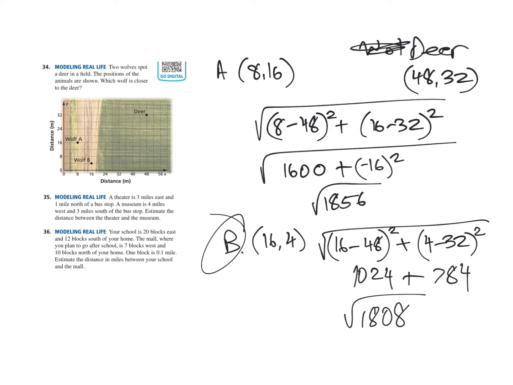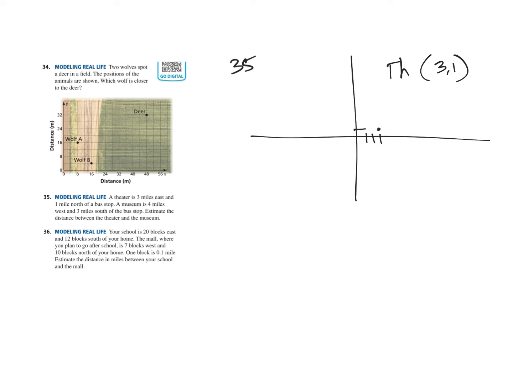All right, let's do number 35. A theater is 3 miles east. So here's how we do north, south, east, and west. We start at the origin and we count. 3 miles east and 1 mile north. All right, so the theater is at 3, 1. And a museum is 4 miles west, 1, 2, 3, 4, and 3 miles south, 1, 2, 3. So the museum is at -4, -3.